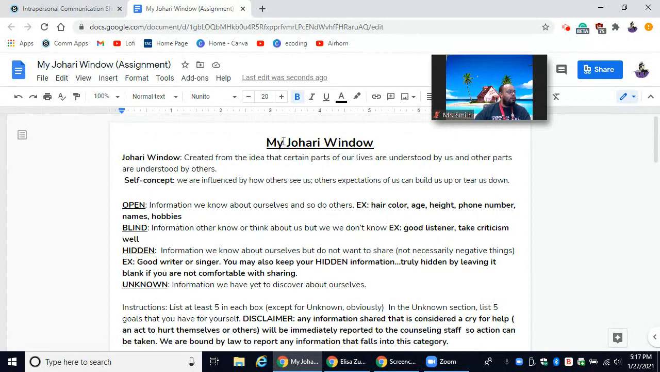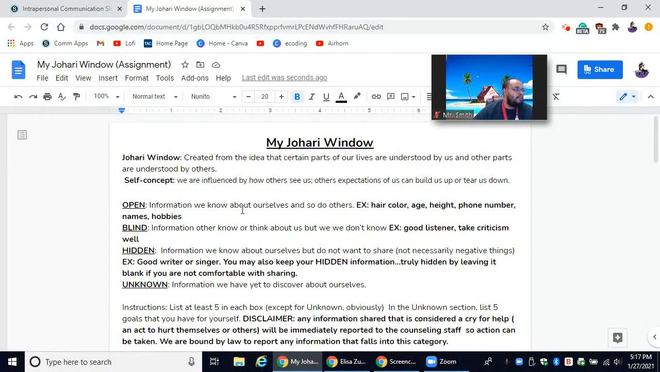So, the My Johari Window assignment. Now, remember from our notes, the Johari window is created from the idea that certain parts of our lives are understood by us and other parts are understood by others. And this contributes to our self concept. We are influenced by how others see us. Others' expectations of us can build us up or tear us down. Now, whether it's good or bad, it can probably fit in your Johari window.